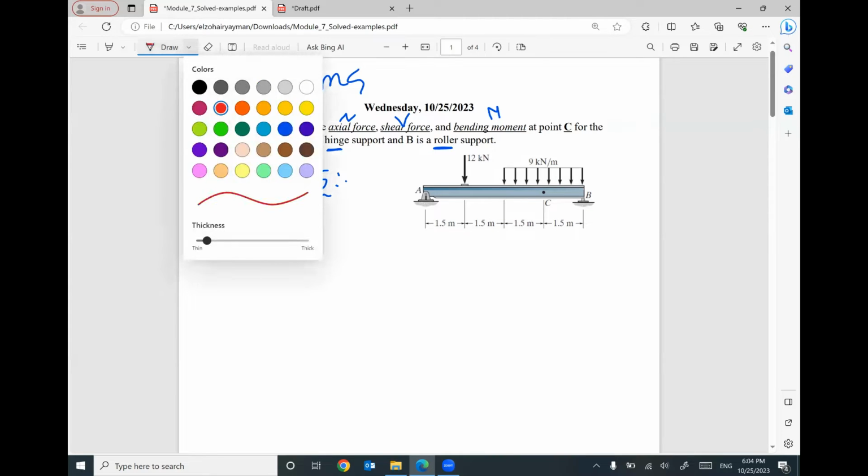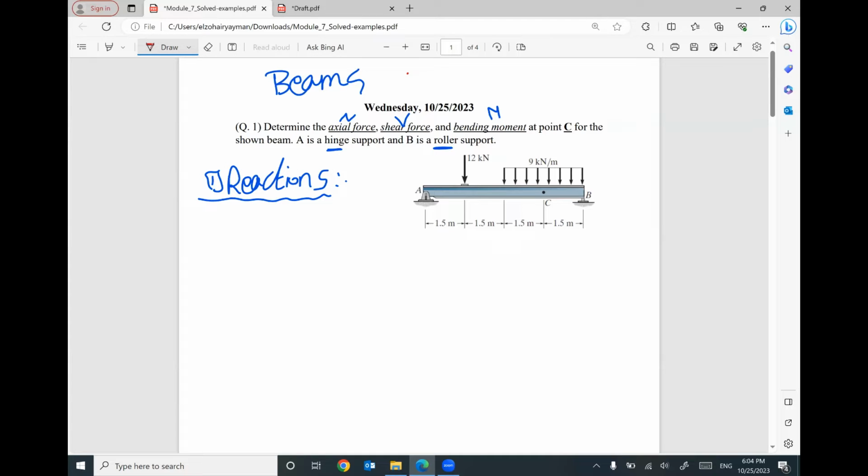First step, reactions. Since A is a hinge, I will have two reactions, one horizontal XA and one vertical YA. B is a roller, so I will have one reaction, YB.